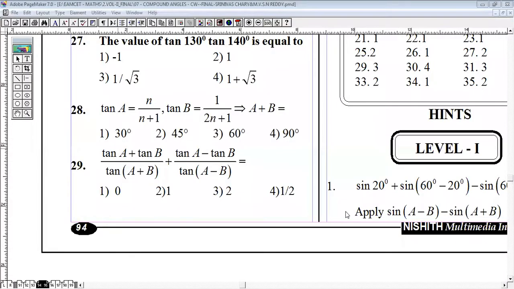Next, look at the 29th problem. It is given that tan A plus tan B upon tan of A plus B, plus tan A minus tan B upon tan of A minus B, is equal to how much? It's also a simple question. Here also, in the options you can find the constant by substituting some values for A and B and checking it.